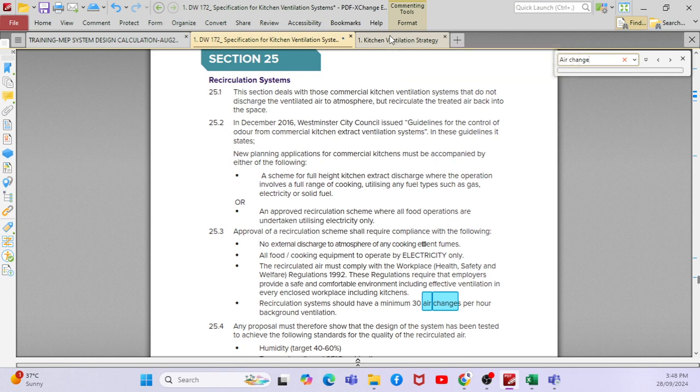DW 172. If you read this particular document, you will understand. It will itself tell you that when you don't have any detailed information, you can consider the air change per hour method. Okay, understood.